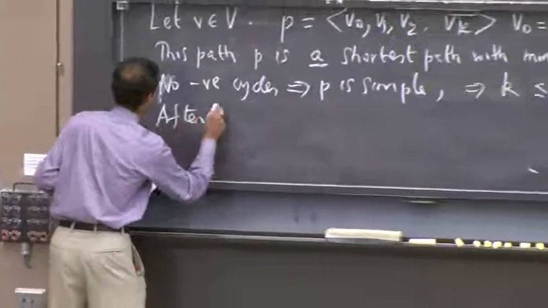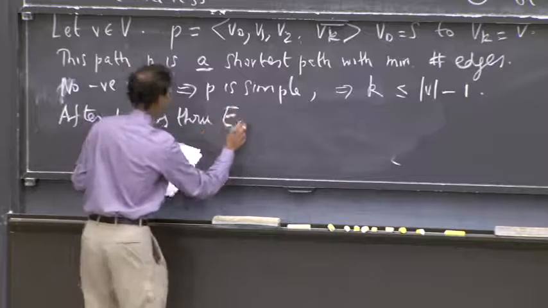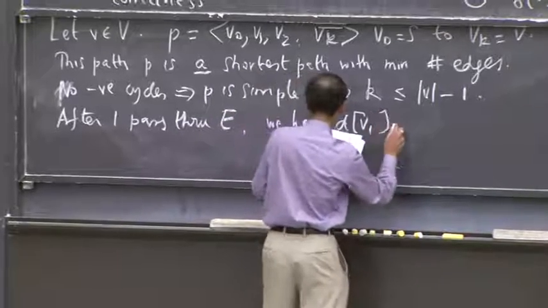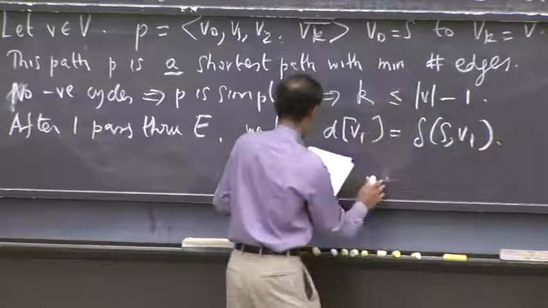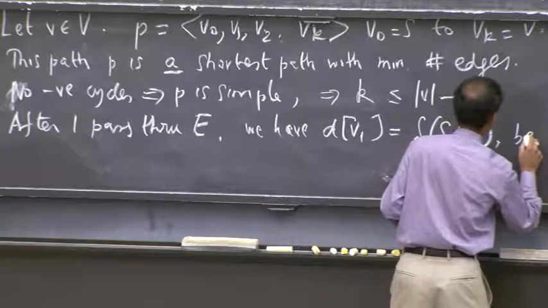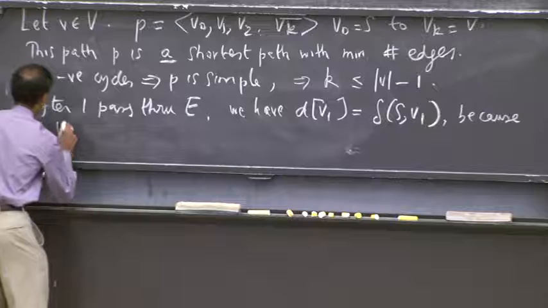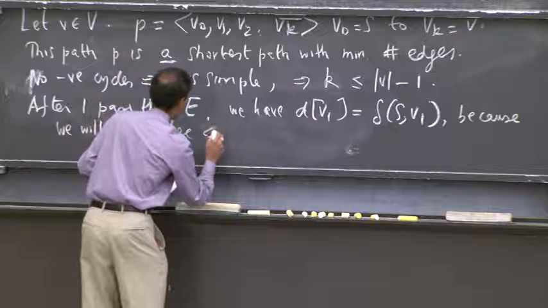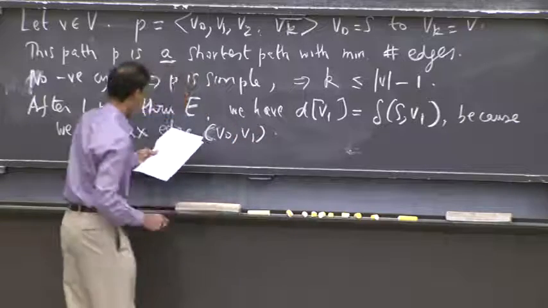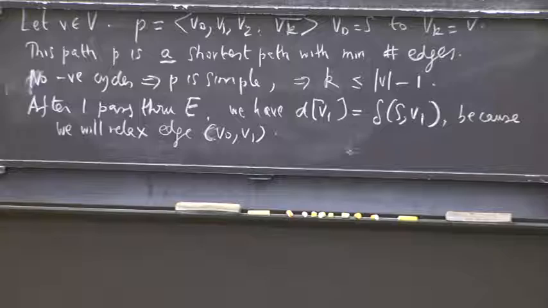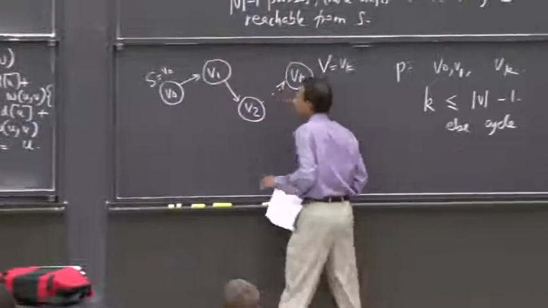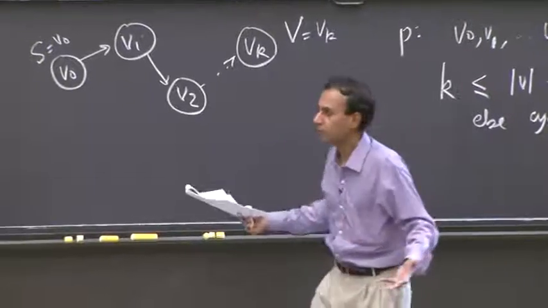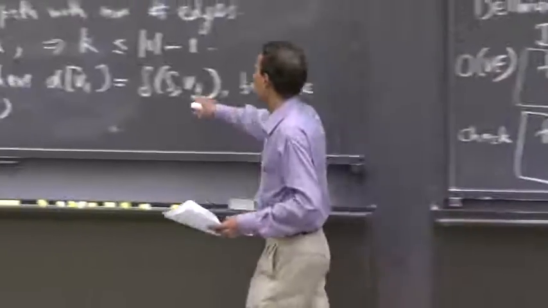So after one pass through all of the edges E, we have d of V1 to be delta SV1. And the reason for this is because we're guaranteed to relax all the edges, and we will relax the edge V0, V1 during this pass. And we can't find a shorter path than this path, because otherwise we'd violate the optimum substructure property, right? That means that it's a contradiction that we selected a shortest path in the first place. And so we can argue that we have delta SV1 after the first pass.